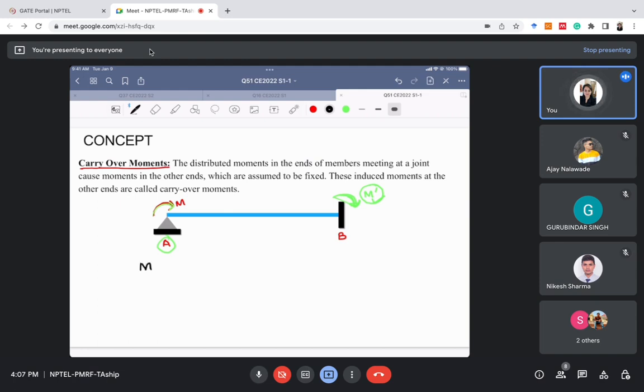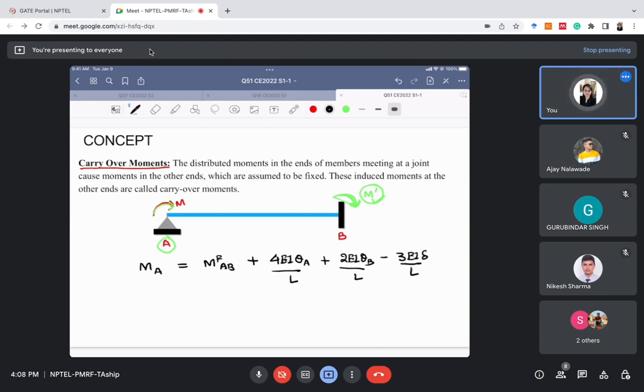What is the slope deflection equation? MAB is equal to MF AB, I hope you know the slope deflection equations, plus 4EI theta A by L plus 2EI theta B by L minus 3EI delta over L. So this is the slope deflection equation.